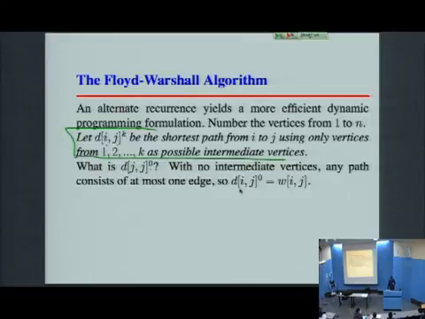In general, the distance from i to j, if i is not equal to j, where I'm not allowed to use any intermediate vertices, is going to be the weight of the edge from i to j. If there is an edge from i to j, and I'm not allowed to use an intermediary, the shortest path using no intermediary is that edge. If there is no edge between them, what is the distance from i to j using 0 intermediaries? Positive infinity. There's no path. The cheapest path is infinitely expensive. Any questions?